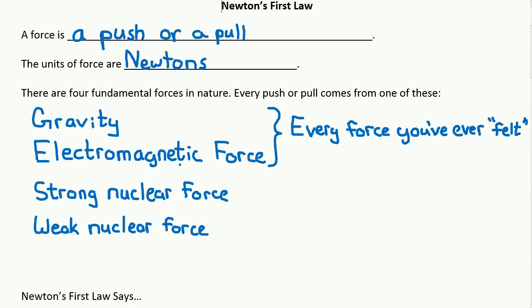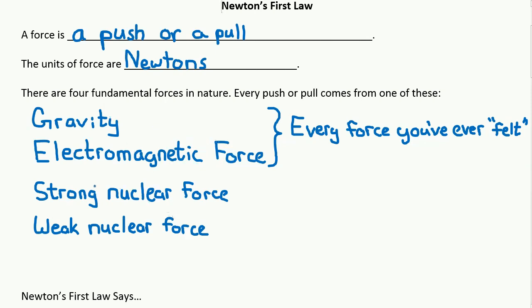If you've ever had a rope tied to you and you felt the rope pull you one way, that's actually a result of the electromagnetic force. The force that the ground exerts upwards on you to stop gravity from pulling you down to the center of the earth, that also comes from the electromagnetic force. So most of the forces you feel in the world, if we were to zoom in and look at an atomic level, they all come from the electromagnetic force or from gravity.